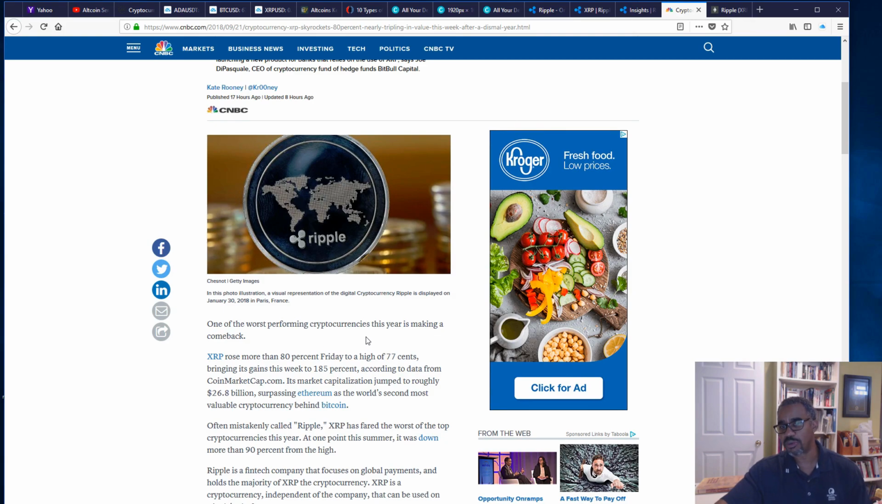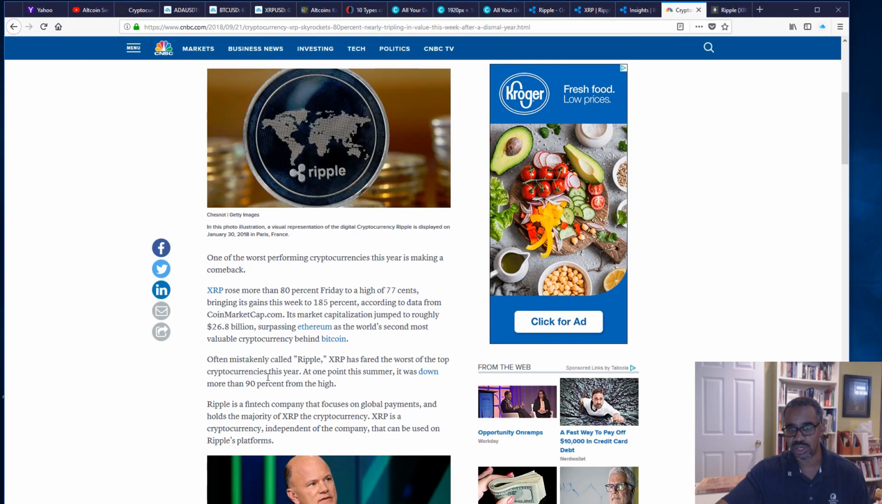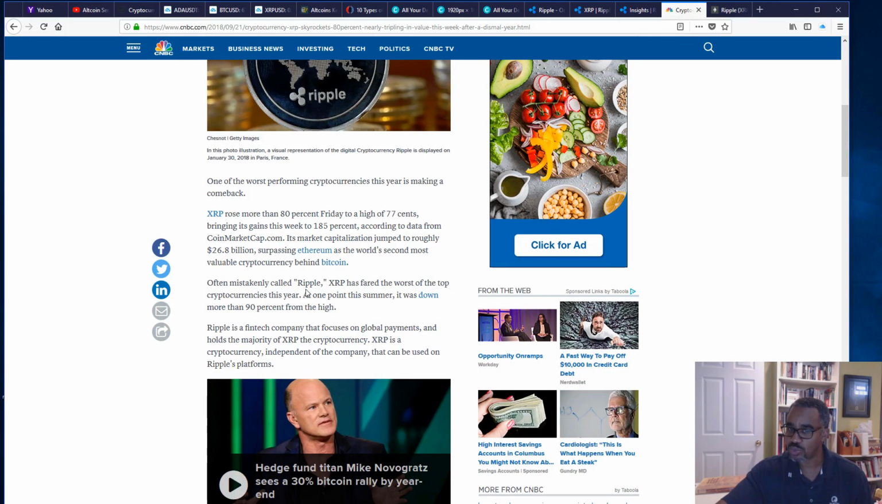One of the worst performing cryptocurrencies this year is making a comeback. XRP rose more than 80% Friday to a high of 77 cents, bringing its gains this week to 185%, according to the data from CoinMarketCap. Its market capitalization jumped to roughly $26.8 billion, surpassing Ethereum as the world's second most valuable cryptocurrency behind Bitcoin. Often mistakenly called Ripple, XRP has fared the worst of the top cryptocurrencies this year. At one point this summer, it was down more than 90% from the high.